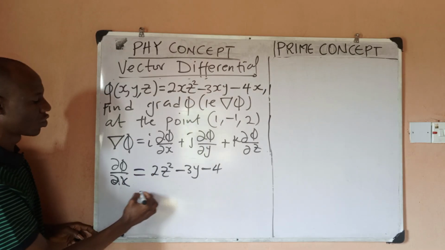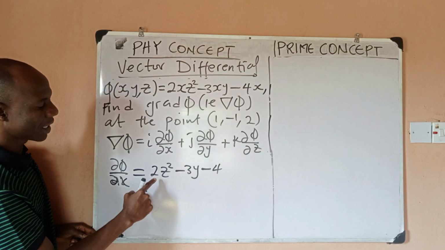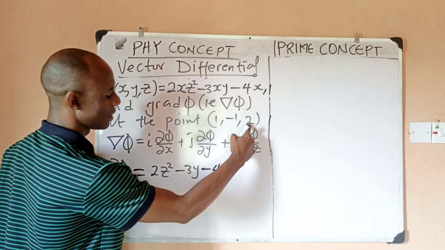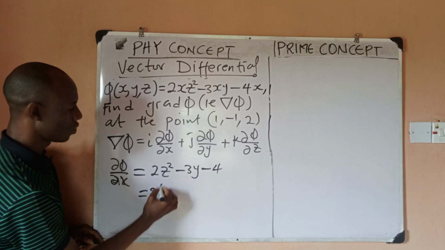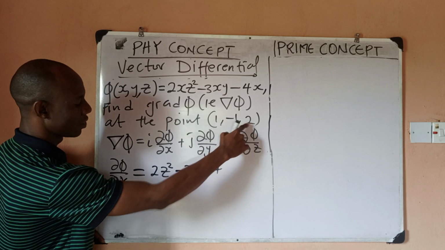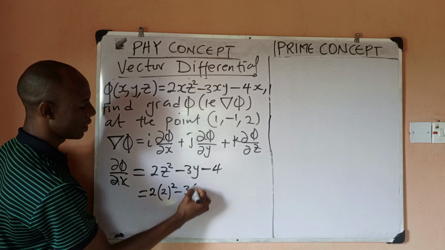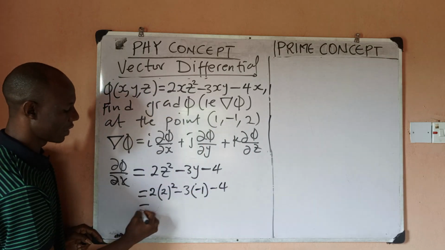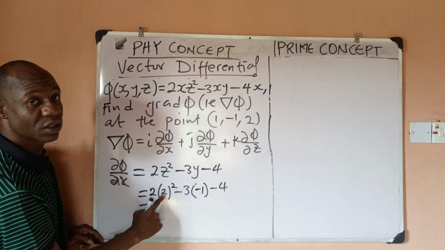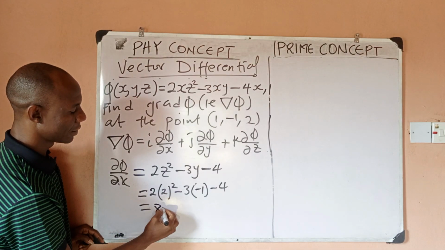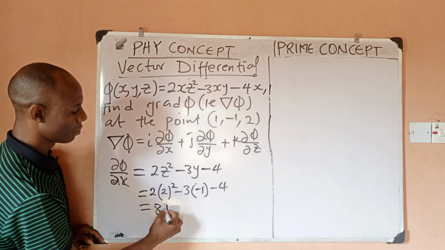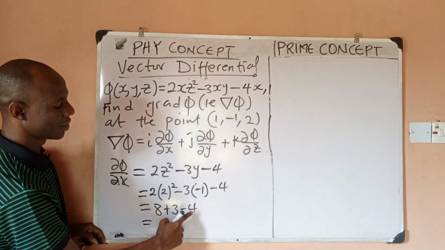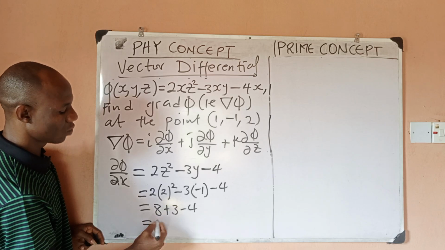Very quickly, I'm going to substitute. Wherever I find x, I'll put 1. If I find y, I'll put this. If I find z, I'll put this. So I have 2 into 2 because z is 2, all squared, minus 3 into y, which is minus 1, and minus 4. So if I solve this, I have 2 raised to power 2 is 4, 4 times this is 8, minus 3 times this is plus 3, then minus 4. So I have this minus this is minus 1, 8 minus 1 is 7.